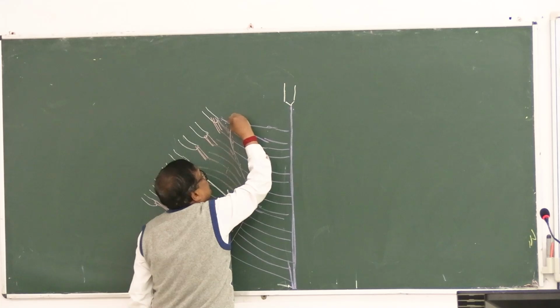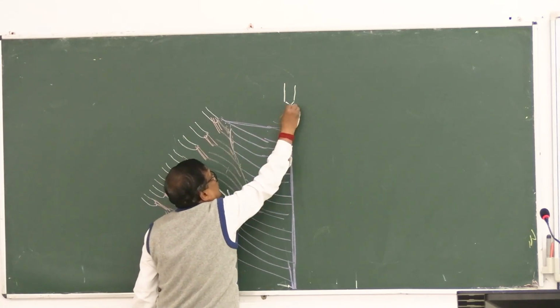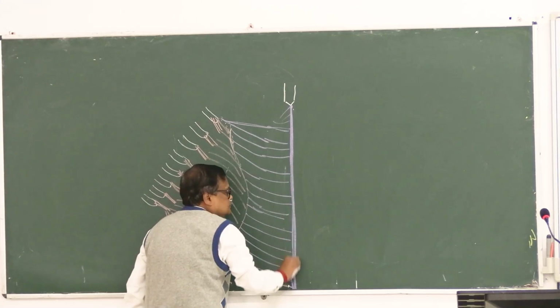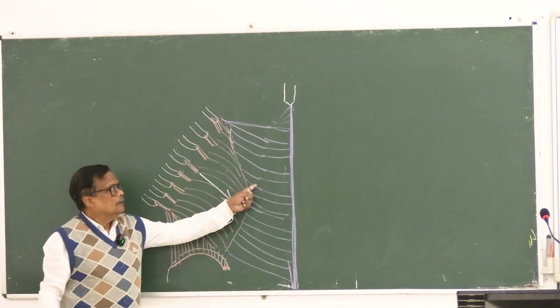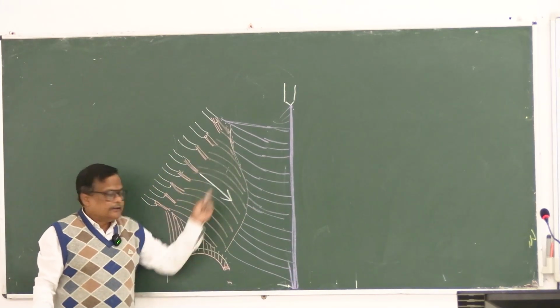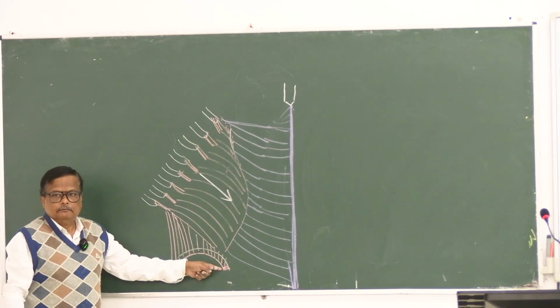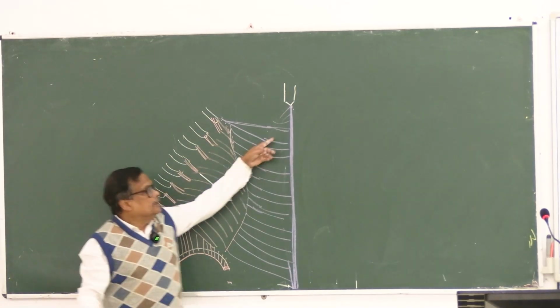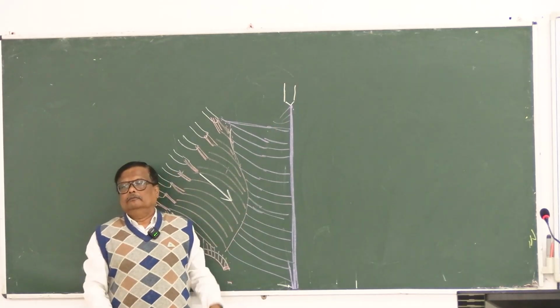And they are inserted into the rectus abdominis, to the linea alba. So one insertion is here, and the other one goes like this and they are inserted into the linea alba.